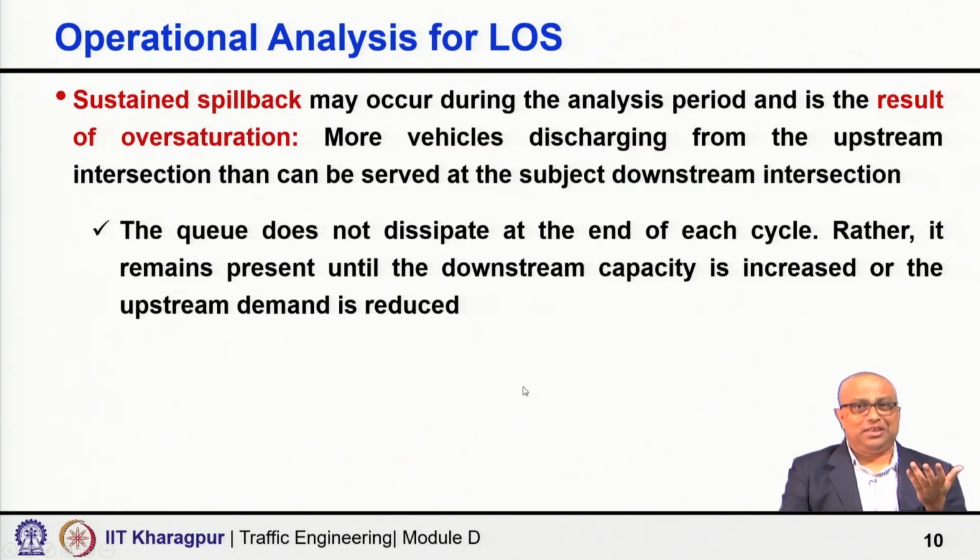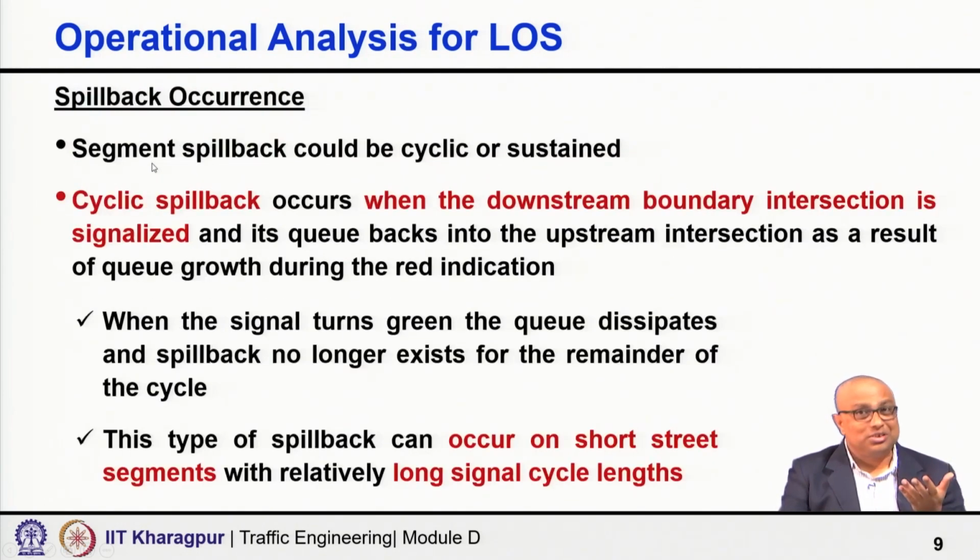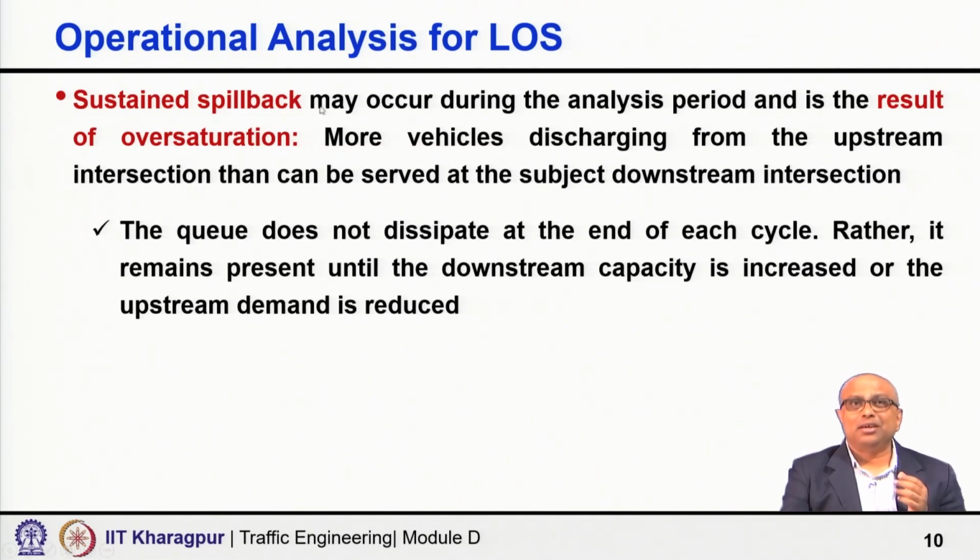Now, as I said, the other type of spillback is sustained spillback. Sustained spillback may occur during this analysis period and is the result of oversaturation. In the previous case, there is no oversaturation, because vehicles are getting accumulated and the spillback is happening during the red, but when the green comes everything is cleared, no more spillback. So, every cycle whatever spillback is happening during red is getting cleared during green. But in this case sustained spillback during the period is the result of oversaturation.